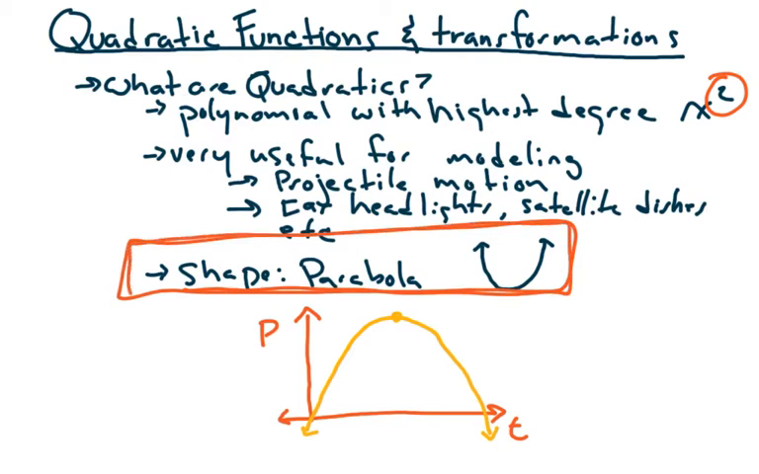Okay? The parabola is the shape of the graph of a quadratic. So we're going to be talking about quadratics, and we're going to be graphing them, and they're all going to look sort of like little smiley faces that we call parabolas. Okay, let's move on to our first example.